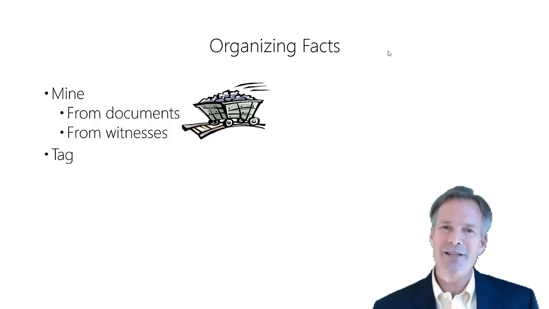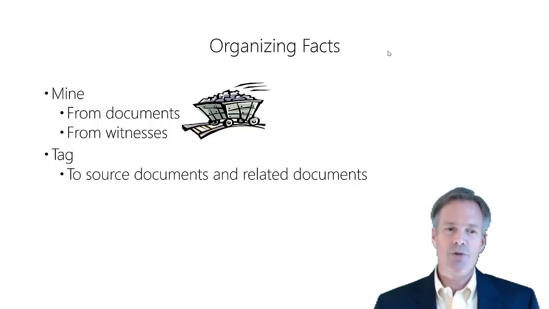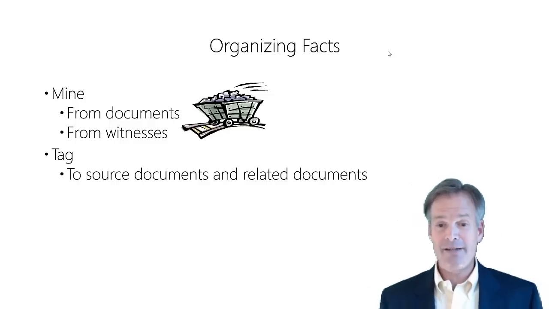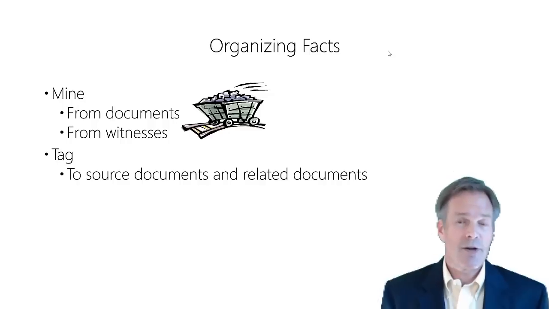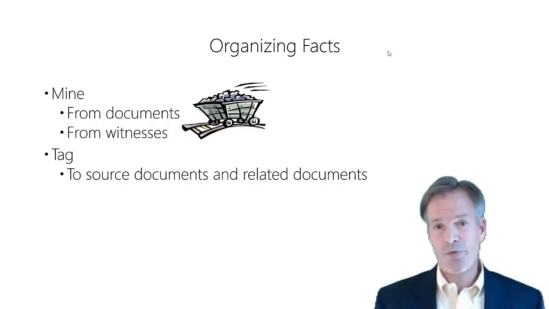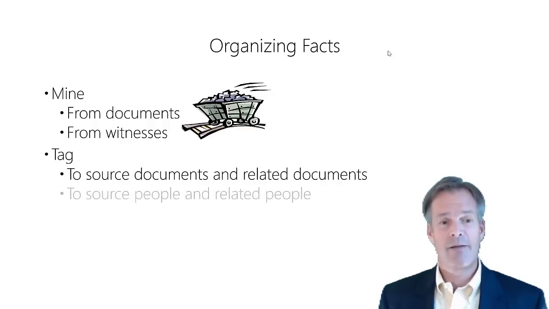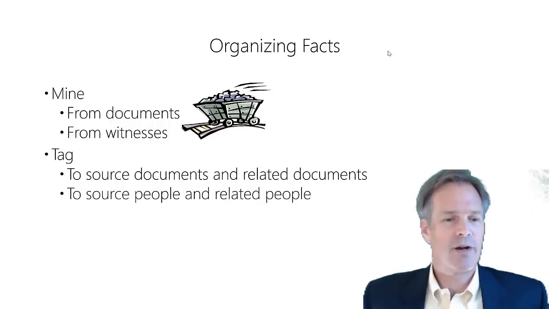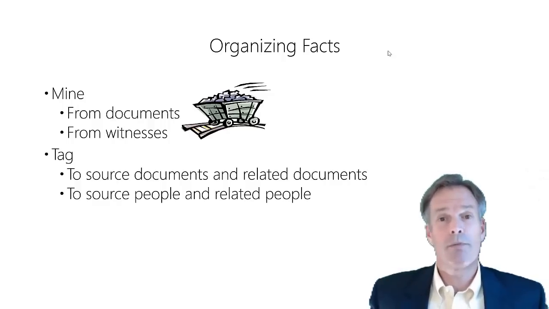Once the documents are in CaseMap, and while you're putting them in there, you're going to tag them. By tag them, I mean you are going to identify the source of each one of those facts that you have mined, and any documents that are related to that or which are the direct source for that fact are going to be tagged. You also want to tag the people that are related to that fact, either by way of sources or mentioned in the fact.